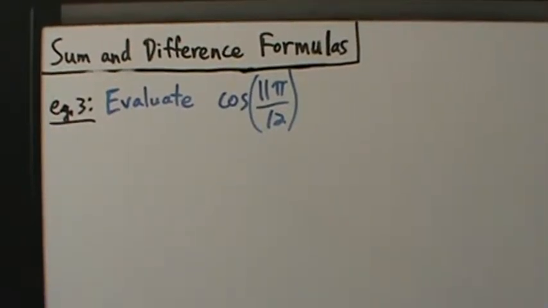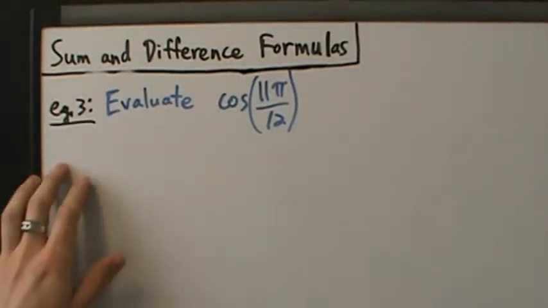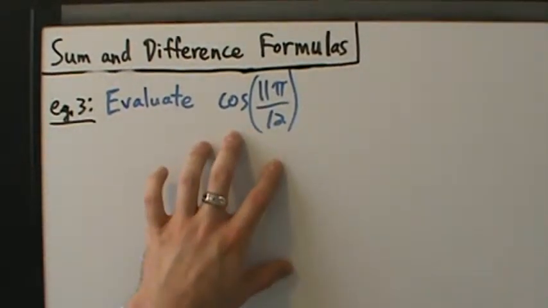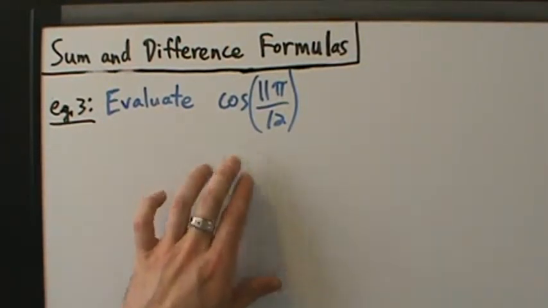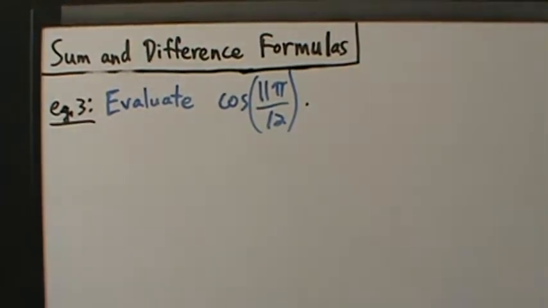Here's example 3 with using sum and difference formulas to evaluate trig expressions. Examples 1 and 2 were in terms of degrees, now we're getting into radians, so that's good. Evaluate the cosine of 11 pi over 12, so that's what we want to do here.